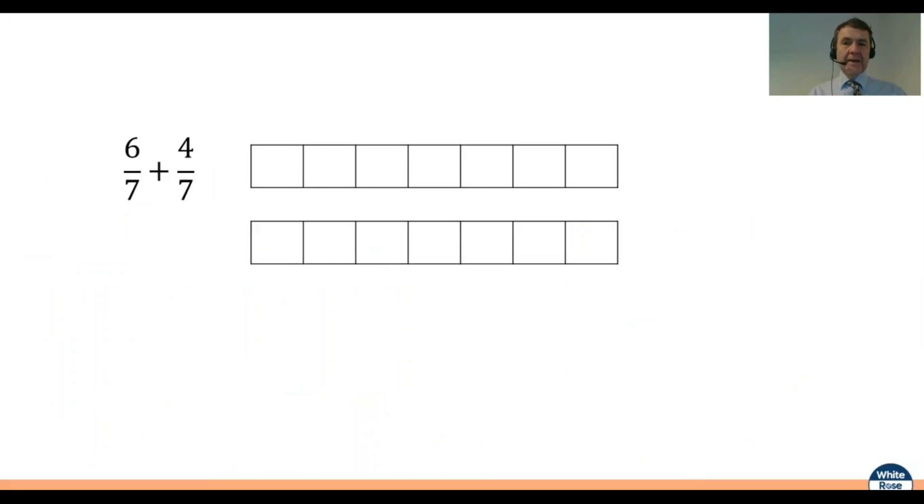Here's a common way of representing a calculation like 6/7 add 4/7. Here's my 6/7. For the 4/7, I can't fit them all in, so 1 needs to go there, and then 3 needs to go there. However, many students can misinterpret this representation as showing 6/7 add 4/7 is equal to 10/14, because there are 14 equal parts and 10 of them are shaded in.